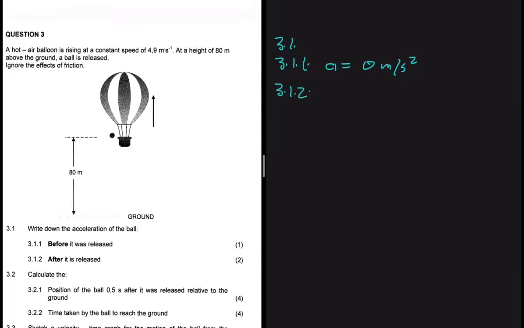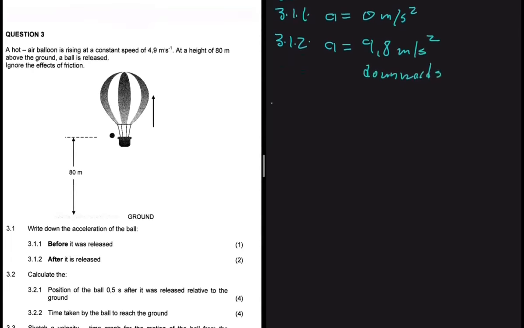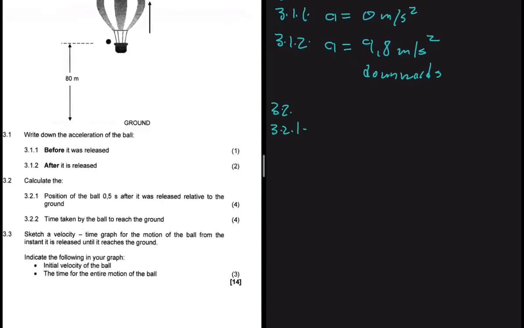And then for 3.1.2, write down the acceleration of the ball after it is released. After the ball is released from the balloon, now it is in free fall, right? Because gravity is the only force acting on it. So we know fully well that when an object is in free fall, acceleration is equal to 9.8 meters per second squared downwards, right? That's the acceleration when an object is in free fall. And then moving to 3.2 and 3.2.1. Let's calculate the position of the ball 0.5 seconds after it was released relative to the ground.